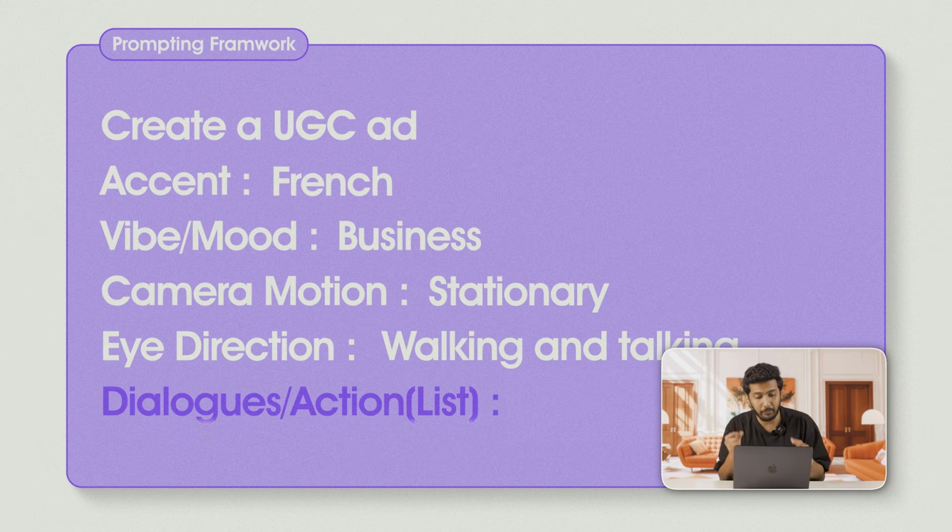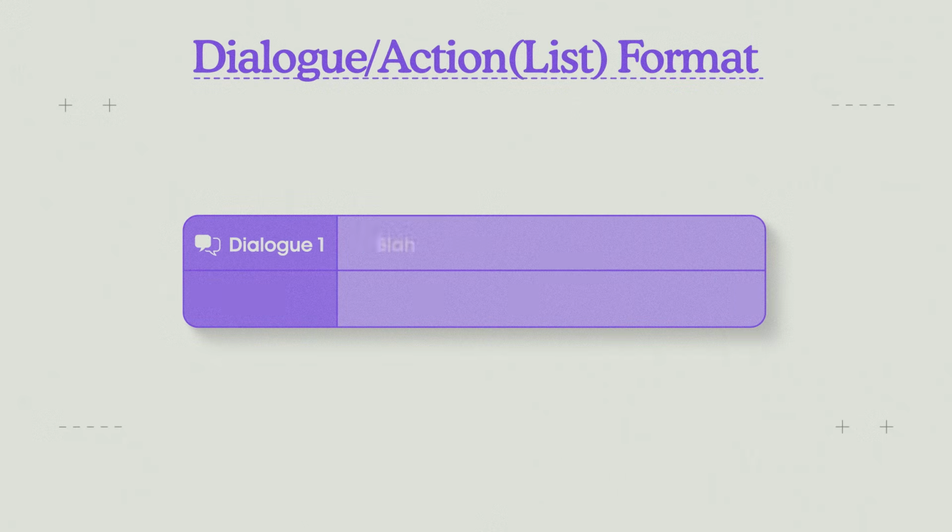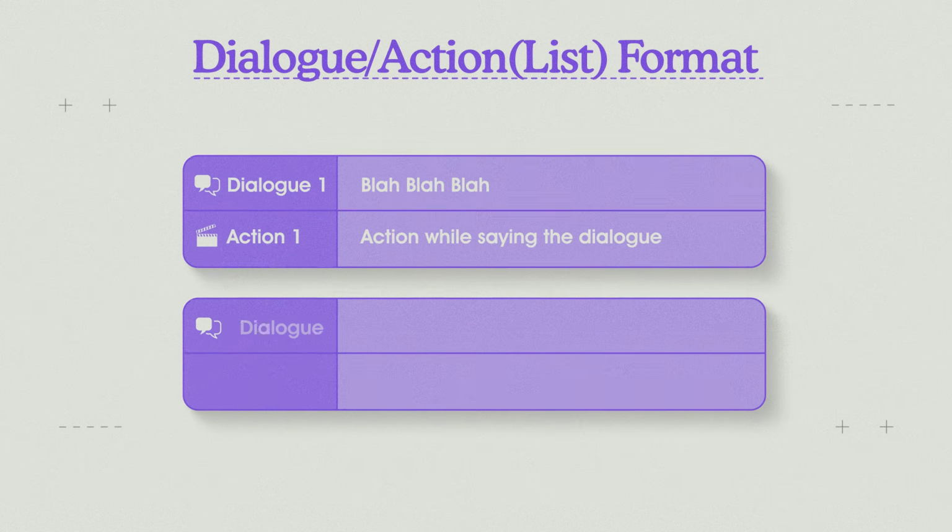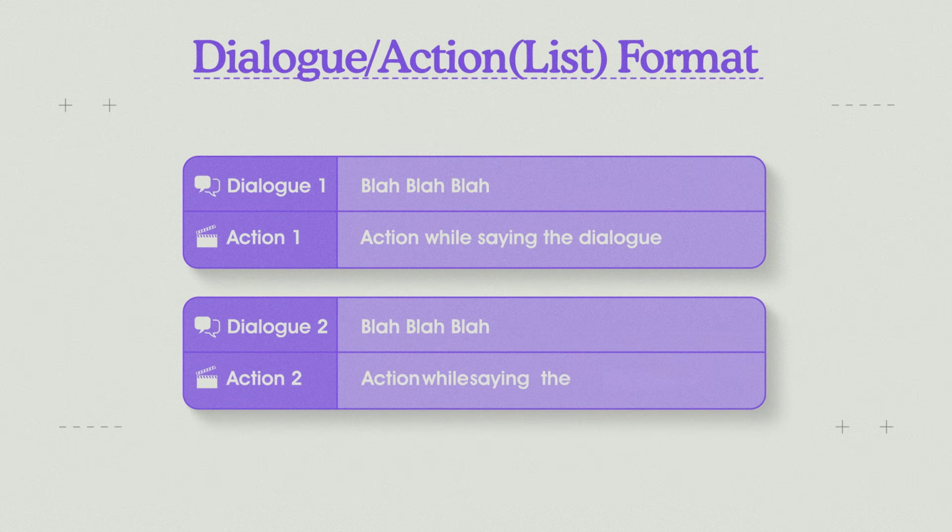And finally, we have dialogue/action. The reason I've written list in brackets is because you have to provide a list of dialogues with an appropriate action. So the format over here is you have number 1, dialogue, what action you want them to do while saying this dialogue. Second dialogue, what action you want them to do while saying the second dialogue, and so on and so on.